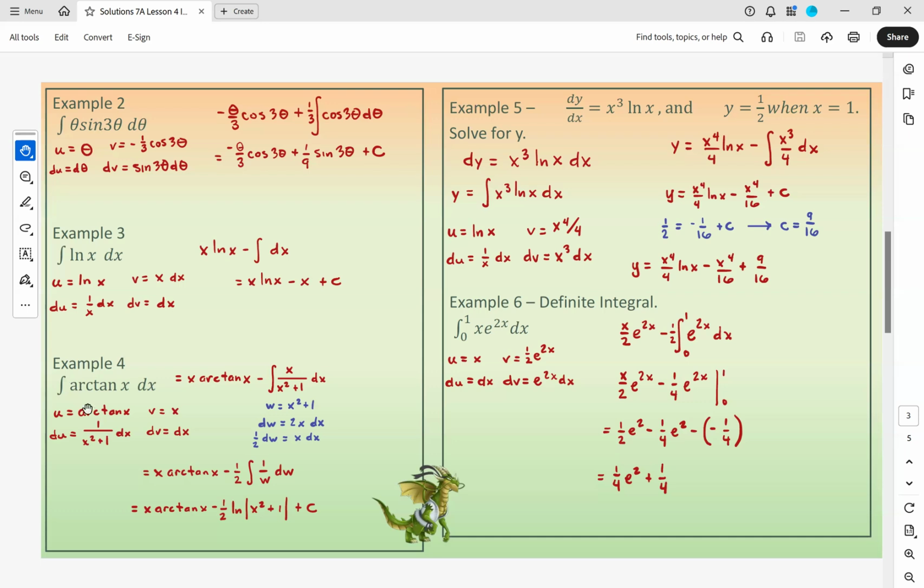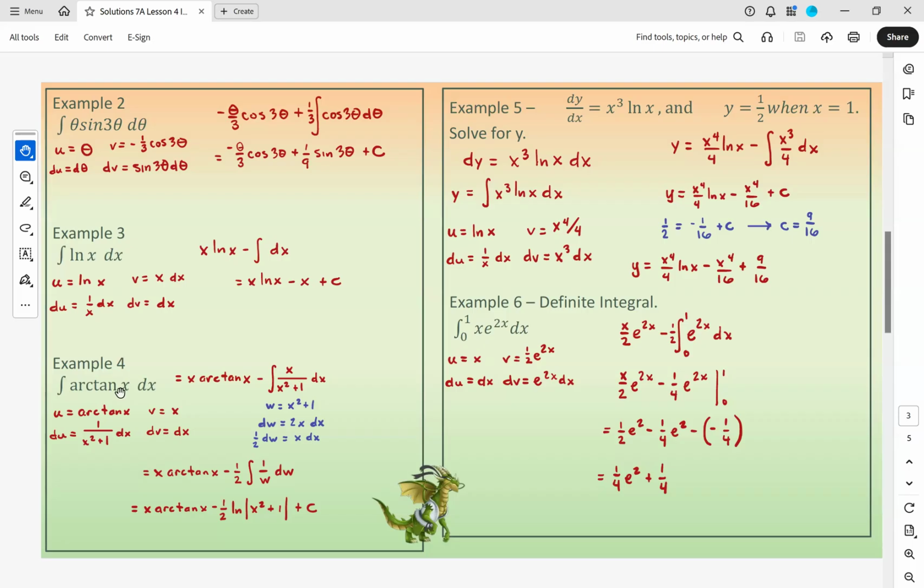Example 4 is not top 20. We have integrals related to arctangent, but the arctangent shows up in the solution. It's not the integrand. We've never actually seen this before, but that's okay. We know how to deal with it.